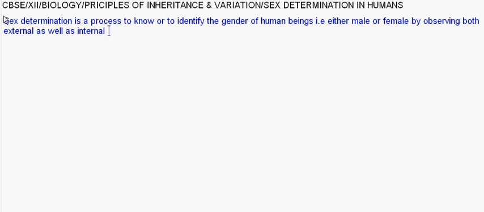Sex determination is a process to know or to identify the gender of human beings, that is either male or female, by observing both external as well as internal anatomical as well as physiological structure.